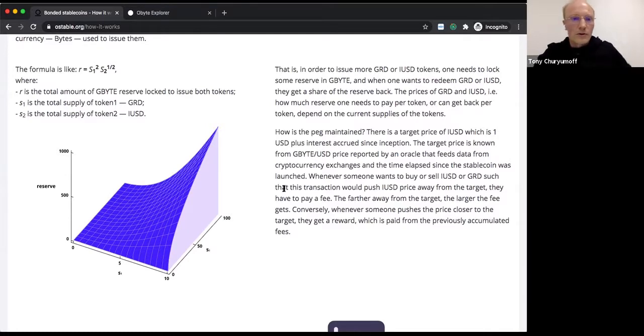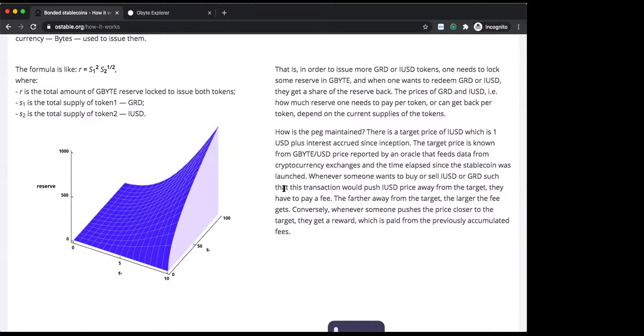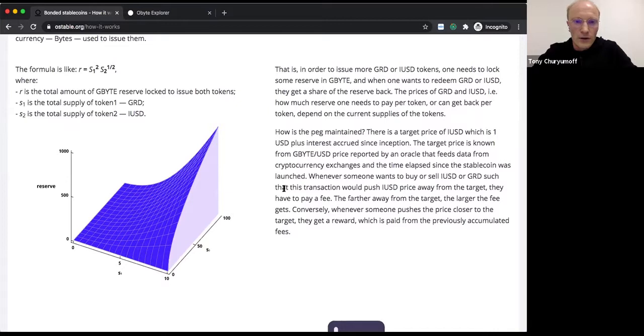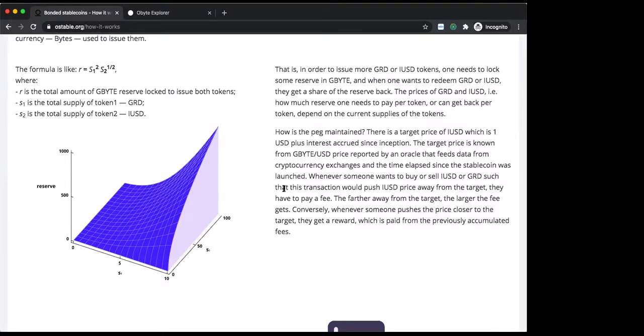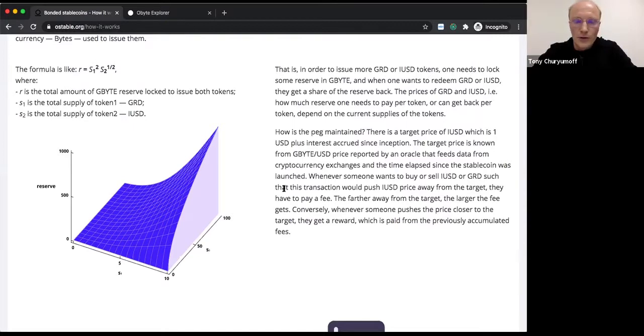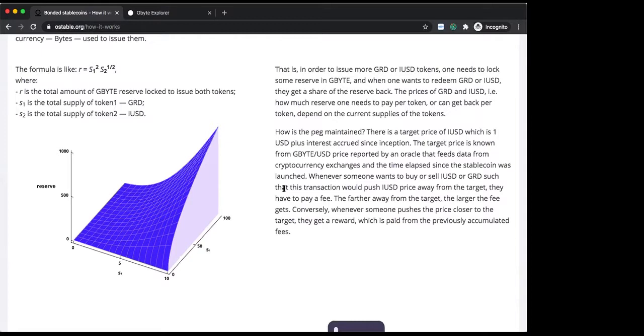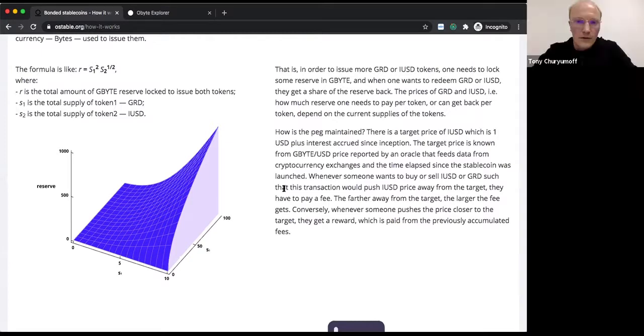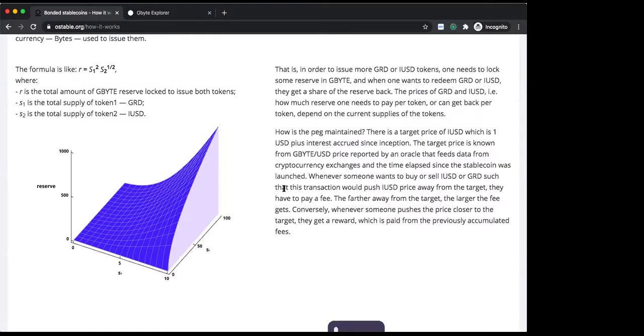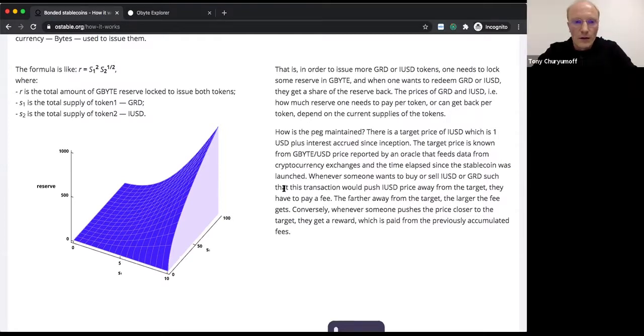You can say, for example, I want one unit of token 1 and 2 units of token 2. And you calculate according to the bonding surface how much reserve you have to add. You send this amount of the reserve currency to the autonomous agent that issues the stablecoins, and you get back the tokens that you requested.